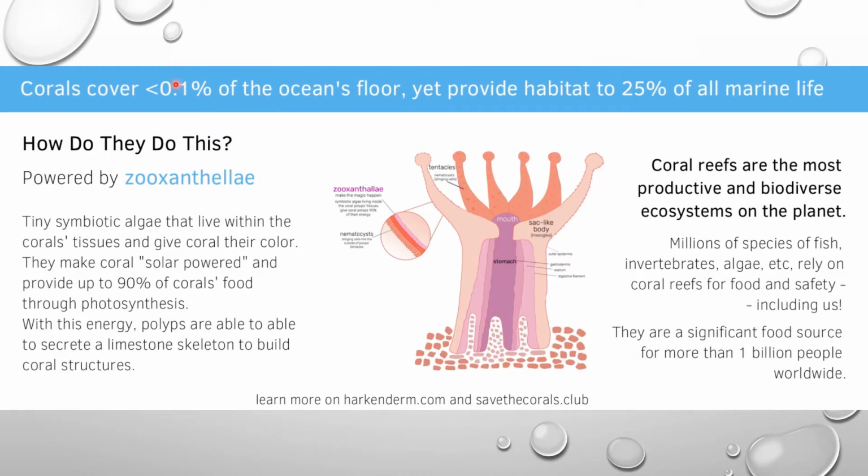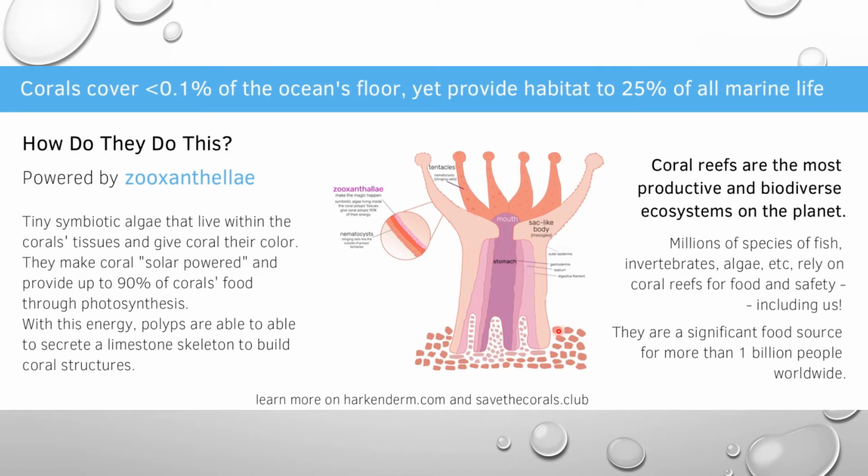Okay, so let's look a little more closely at that polyp that I was telling you about. You can pause this slide and read all these things to yourself. So remember, coral is an animal. The interesting thing about polyps in coral, all those animals that are part of that colony, is that they're really a symbiotic organism. It shows you right here, tiny symbiotic algae that live within the coral's tissues, and they give coral their color.